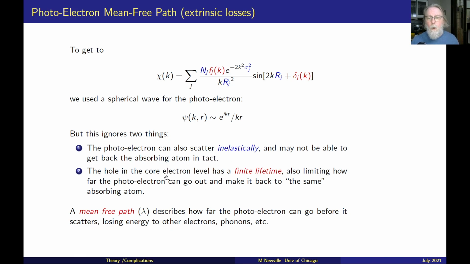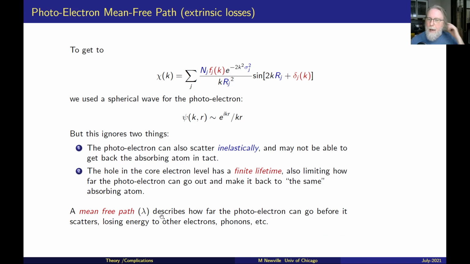In addition, the hole in the core electron level has a finite lifetime. Eventually, that's going to be filled by fluorescence or the Auger process. So there is a finite lifetime, and that can also limit how far out the photoelectron can go and still make it back home to the same absorbing atom. So the core atom can't change and the photoelectron can't scatter elastically, or if it does, it'll be lost.